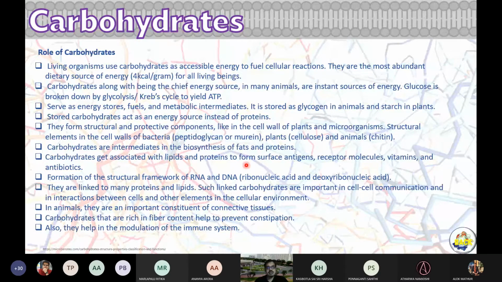The blood groups and all are actually due to the presence of these carbohydrates. Antigen is a protein, of course, plus they have a carbohydrate on that. And of course the RNA and DNA, the main framework of these molecules is made by carbohydrate. There are pentose sugars, we just discussed that, right? So carbohydrates have a lot of things to do.